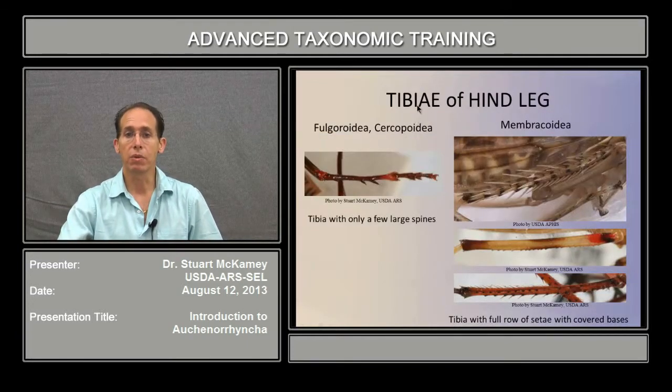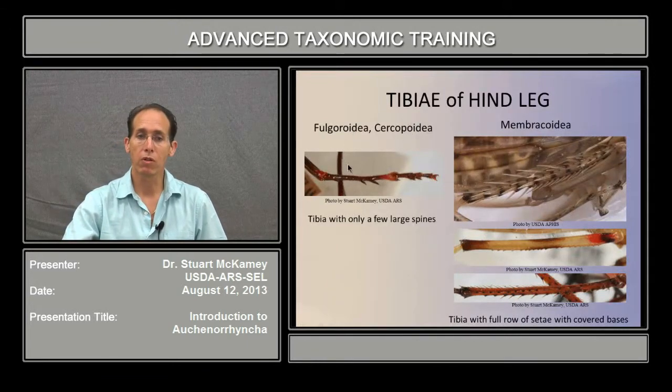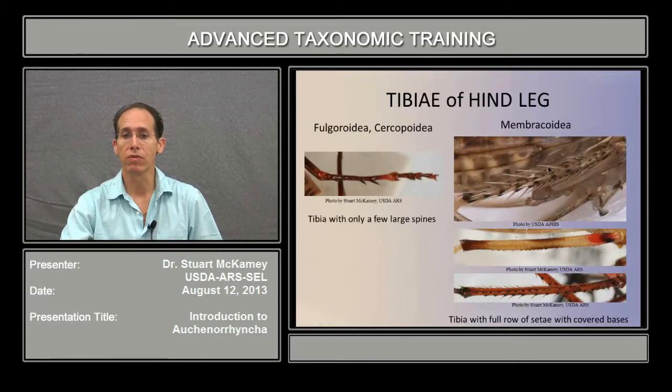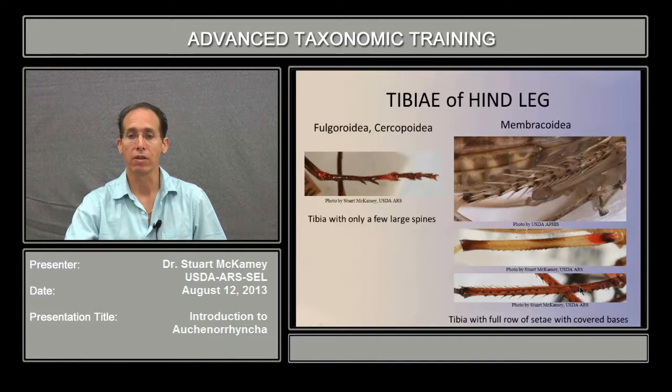Now let's look at the tibiae of the hind leg. And notice here the Cercopoidea join Fulgoroidea in this feature, having a few large spines on the hind tibia. In Membracoidea, there are rows of spines. Relatively small spines, but many, many of them, no matter what family you're looking at in the Membracoidea.